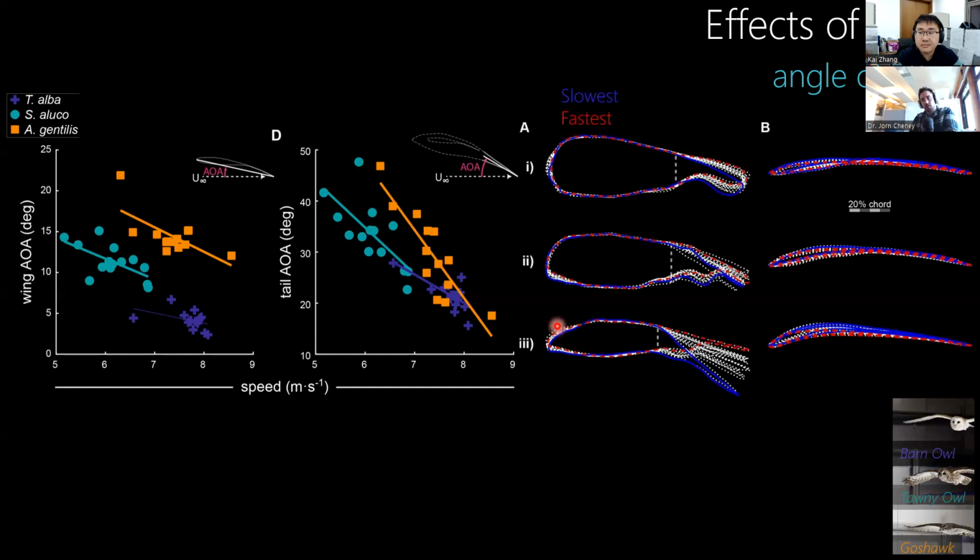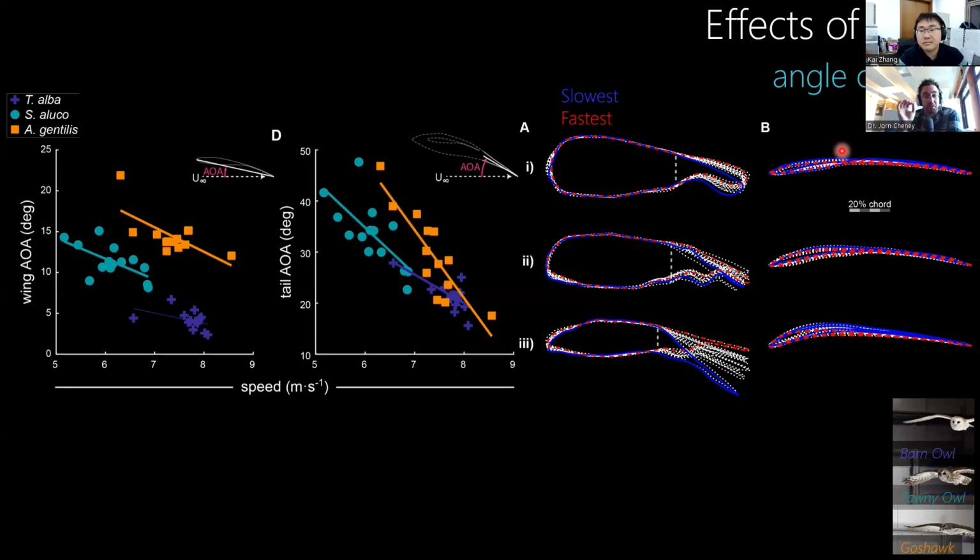And what I want to leave this section with was a point that I think is quite interesting. If you look at all of the chord profiles in one section of a bird wing, here I've separated them out by bird: barn owl, tawny owl, goshawk. I've color coded the slowest wing in blue, so it's hard to see, but it's there, and the fastest flight profile in red. And what you can hopefully just barely make out is there's a small difference where the red outline is a little bit flatter than the blue outline.